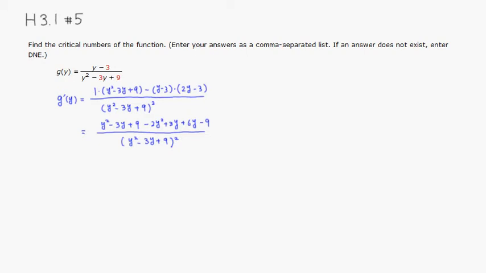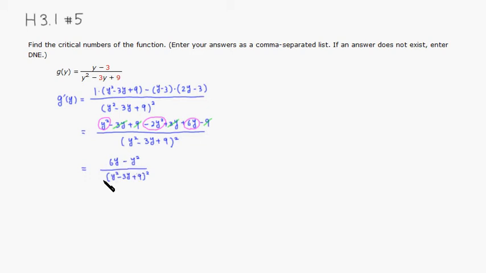Alright, let's simplify the top so we can cancel. There's a 9, then you have a minus 9. There's a negative 3y and a positive 3y. And there's 6y, so maybe I'll circle that. I'm going to put that out here, 6y. And then you have negative 2y squared and a y squared, so that's going to be negative y squared. And the denominator is y squared minus 3y plus 9, squared.